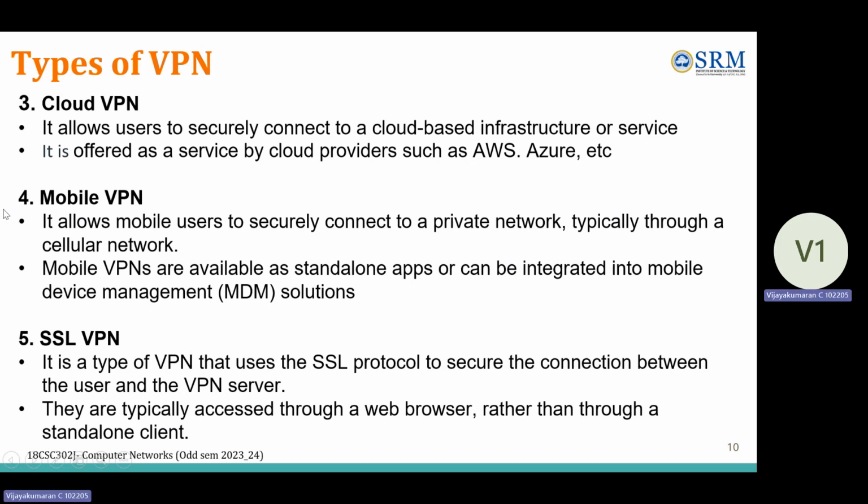Then mobile VPN. Suppose you want to use VPN on your mobile, then you can download the VPN client on your mobile and connect with the VPN server located in the head office or in your branch office. So the mobile VPN is sometimes available as a standalone application, or it can be integrated into the mobile device management solutions.